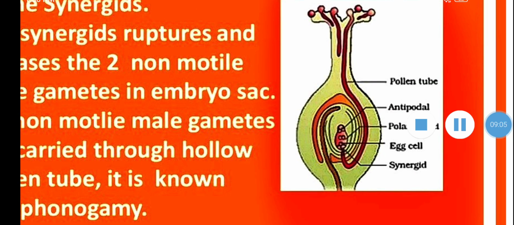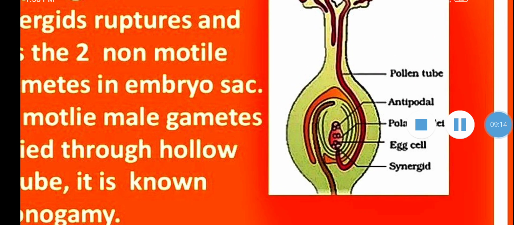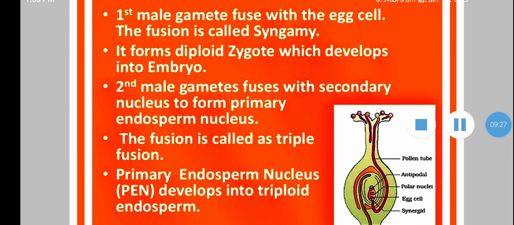You can see here in the picture how germination of pollen grain takes place. Pollen tube enters through the micropylar end and then it reaches the egg cell by breaking of synergid. So when synergid breaks, 2 male gametes enter into the embryo sac. Now here as 2 male gametes are present, first male gamete fuses with the egg cell. The fusion is called as syngamy. It forms diploid zygote which develops into embryo.